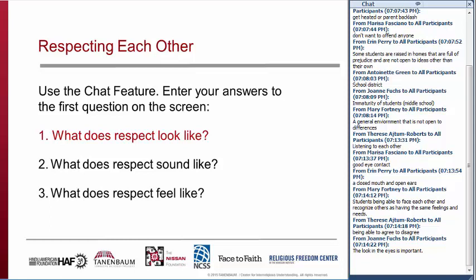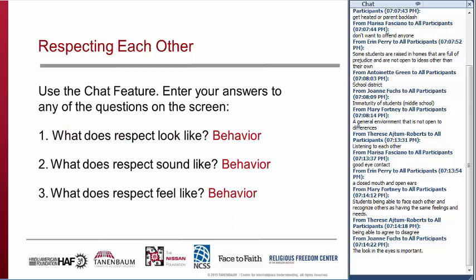I'd like to take this a little bit deeper and ask you, given what you've already shared, using the chat feature again, and focusing specifically on the idea of a behavior. What does respect look like? And you can answer any one of the questions on the screen at this point. What does respect look like? What does it sound like? And what does it feel like? But be clear, we really want to focus in on the behaviors that you could observe a student either doing or not doing. So take a minute and see what comes up for you with some of these other responses.